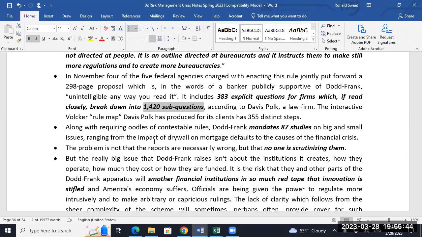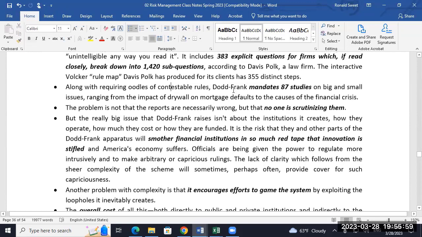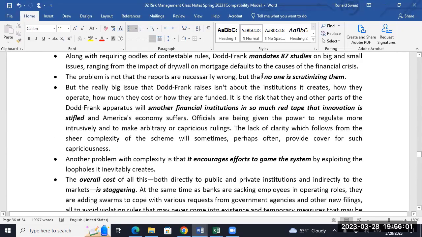And what is their skill? If they're a bank regulator, they're being paid what, $67,000 a year. They're not the top people in finance, working for Bankers Trust, or for Goldman Sachs. So it mandates 87 studies, but no one is scrutinizing them. So we're reporting all these things.